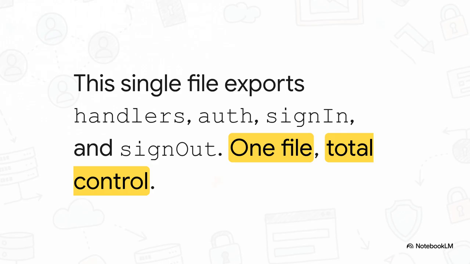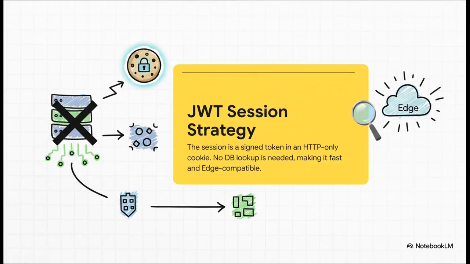It's fantastic. But how does it all stay so fast, especially if you're running on the edge? Well, the secret sauce is the JWT session strategy. Instead of hitting your database on every single request just to see who's logged in, Auth.js cleverly stores the session in a secure, signed HTTP-only cookie. This is what makes it blazing fast, and more importantly, what allows it to run on the edge, which typically can't talk to a traditional database.